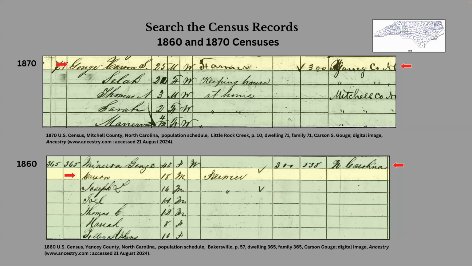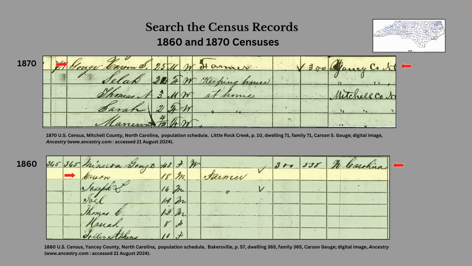And he wrote down that Carson was born in Yancey County, North Carolina, and his children in Mitchell County, which was created out of Yancey in 1861. So that's cool information, because they were only required to list the state. And here's Carson Gouge in 1860, living in Yancey County. And I know this is him living with his mother, Minerva, a widow, along with his siblings, because it corroborates what my great aunt told me.